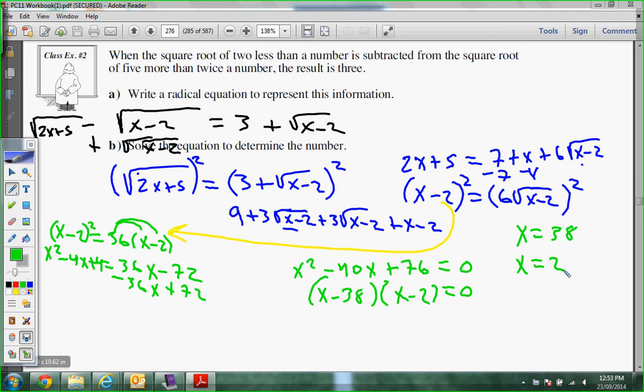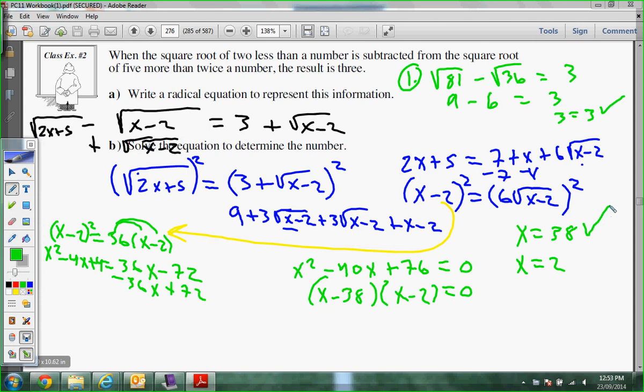Okay, so back to the beginning, which is right here, the black equation. Let's plug in 38 and verify number 1. 38 times 2 is 76, plus 5 is 81. So I have root 81. 38 minus 2 is 36. Equals 3, oh no, we don't want the plus. That's after we moved it. This is all we want here. Square root of 81 is 9, minus square root of 36 is 6. So we are good with 38.